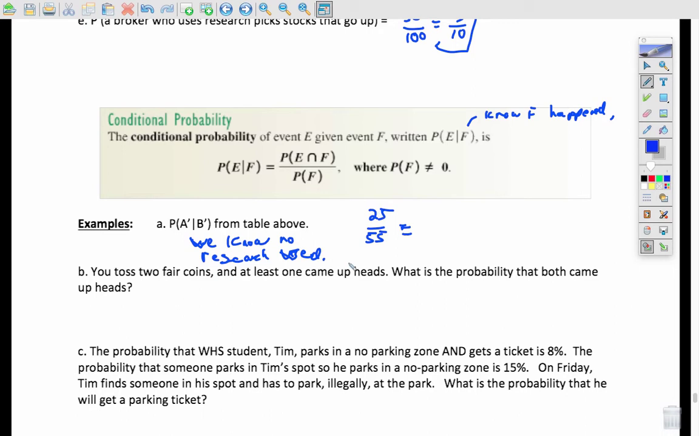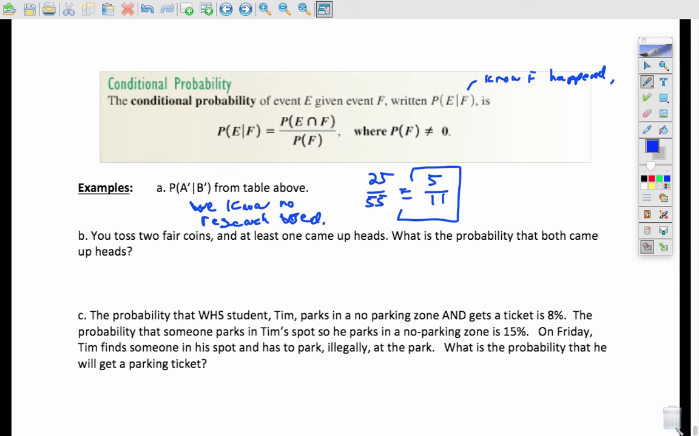Okay, so the probability of getting no research used: there were 55 of those people who didn't use research, and 25 of them had stocks that did not go up in value. So you reduce that down to 5 out of 11, and that's the answer for part A. This is what's called a joint probability or a conditional probability, depending upon the situation that you have. All right, so let's go on here.